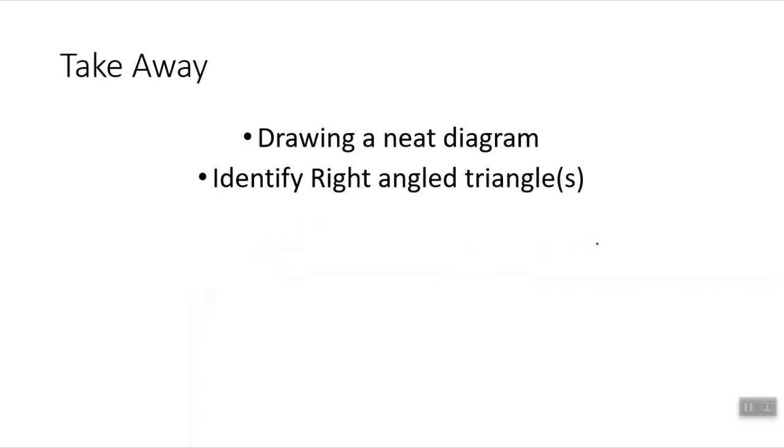So what is the takeaway from a sitter like this? Should be able to draw a neat diagram, and always in the geometry section of CAT or practically any other entrance examination, look for special triangles. The right angle triangles, the equilateral triangles, isosceles triangles, Pythagorean triangles, and you will get your answer very, very quickly.